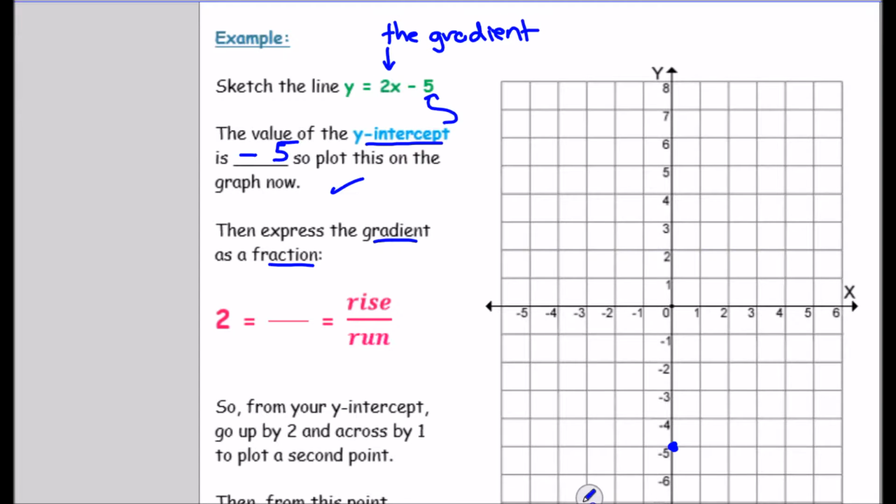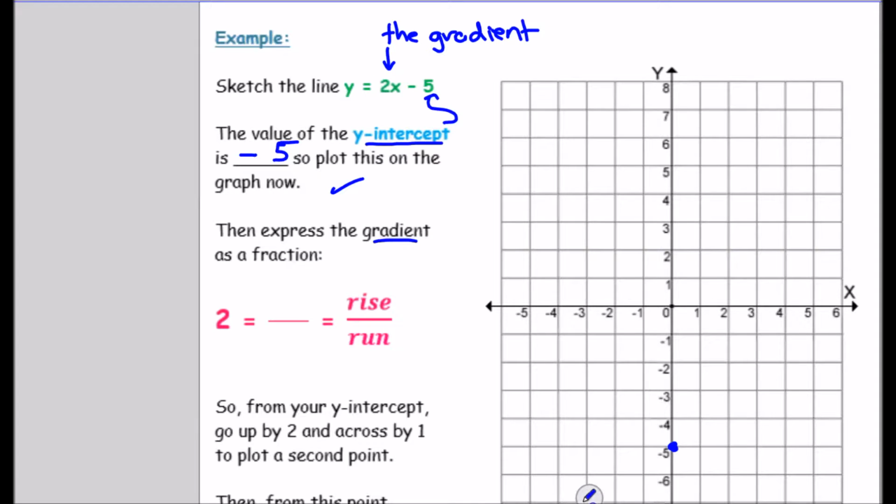So the coefficient of the x term is our gradient. How would you express 2 as a fraction? Try to think. 2 is the same as... So 2 is the same as... That's right, 2 over 1.